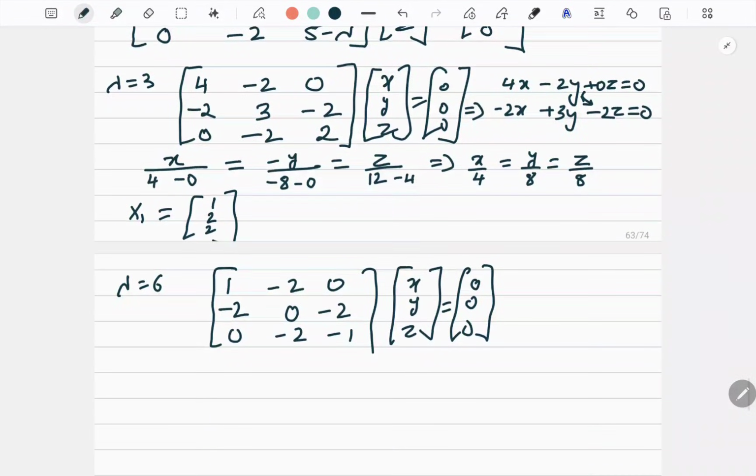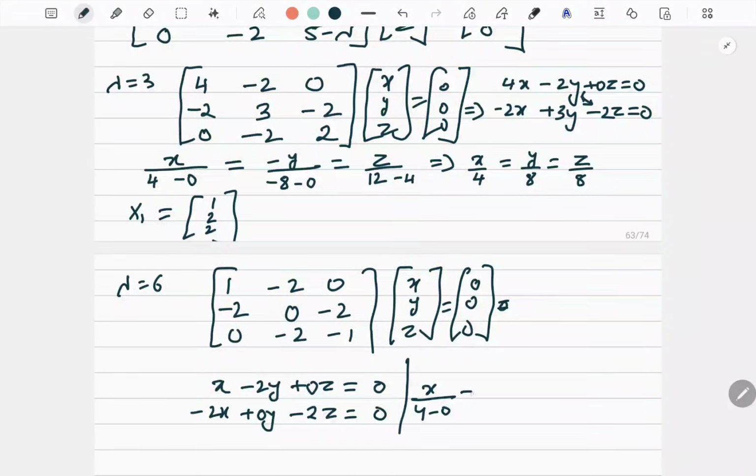So, again I will take 2 equations. So, from here if I take 2 equations, my first equation will be x minus 2y plus 0z is equal to 0. Don't skip this 0, always write 0 with the variable. Second, minus 2x plus 0y minus 2z is equal to 0. Now, do the cross multiplication. I will do here only. So, x upon 4 minus 0 is equal to minus y upon minus 2 minus 0 is equal to z upon 0 minus 4. Correct?